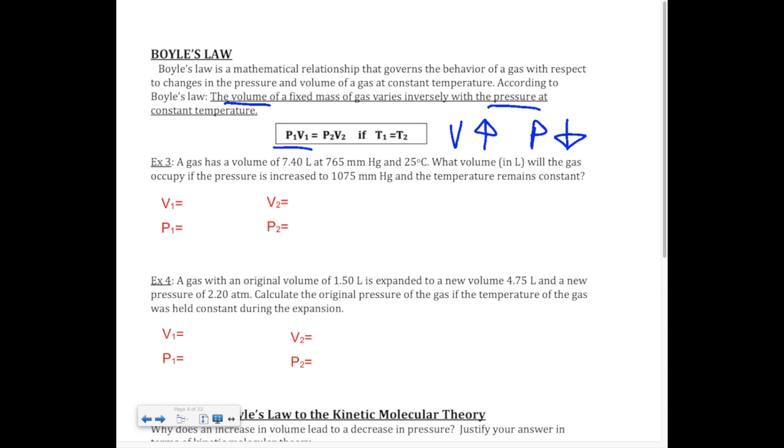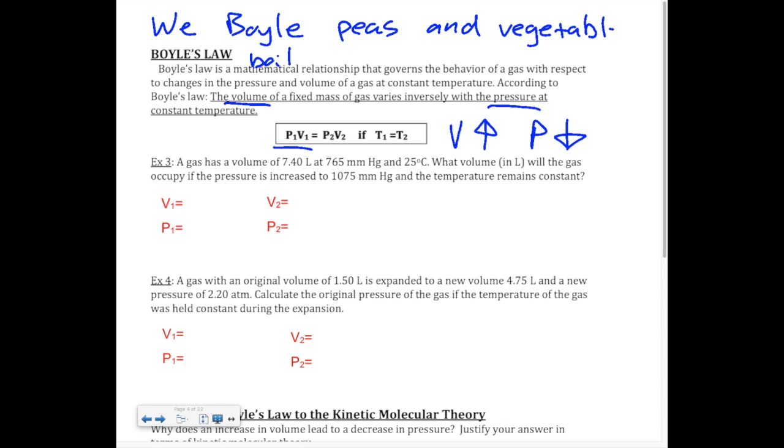Now, there's a memory trick for remembering that Boyle's Law has to do with pressure and volume. Remember that we boil, like boil, B-O-I-L, right? We boil peas and vegetables. If you remember that little trick, it helps to remember P and V, right?